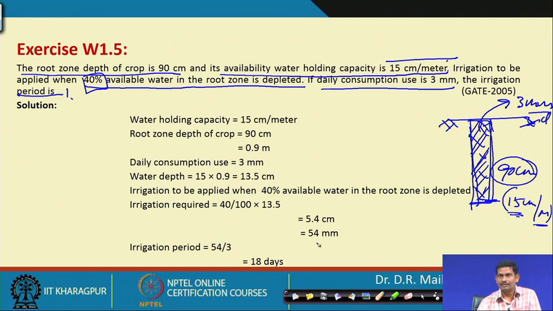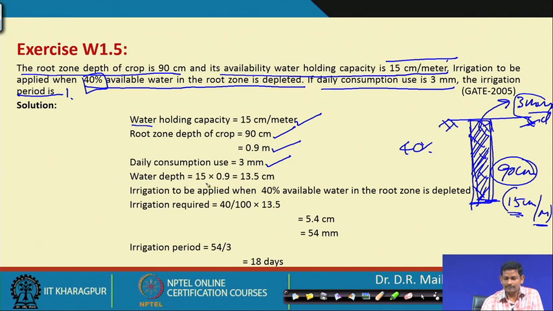In other words, how long is it going to take to remove 40% of this reservoir water at the rate of 3 mm per day? Simply, you divide 40% of the reservoir by 3 mm and you get days. Here you see water holding capacity 15 centimeter per meter, root zone depth 90 centimeter, which you convert into 0.9 meter. Daily water consumption is 3 mm.